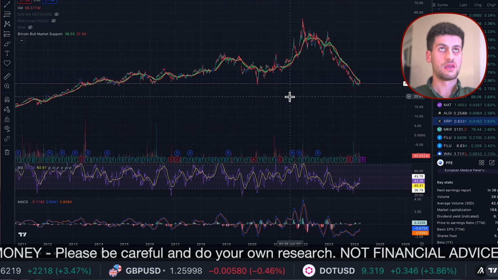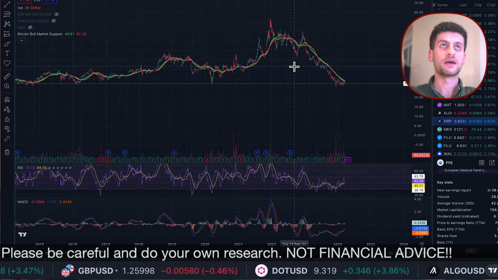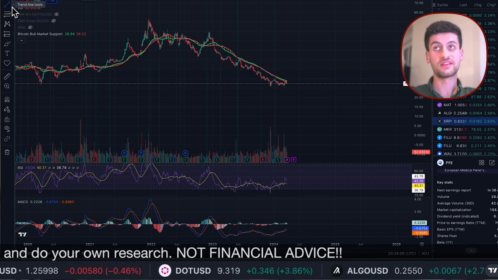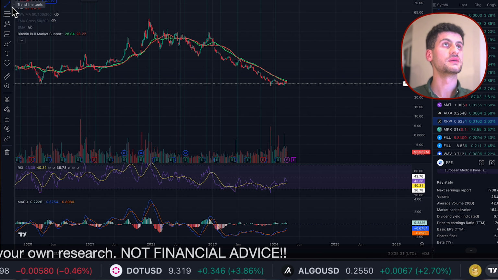Let's see where the next buy zones are. Let's see where the high risk zones are, and let's see where I think this stock is going in the short, medium and long term.